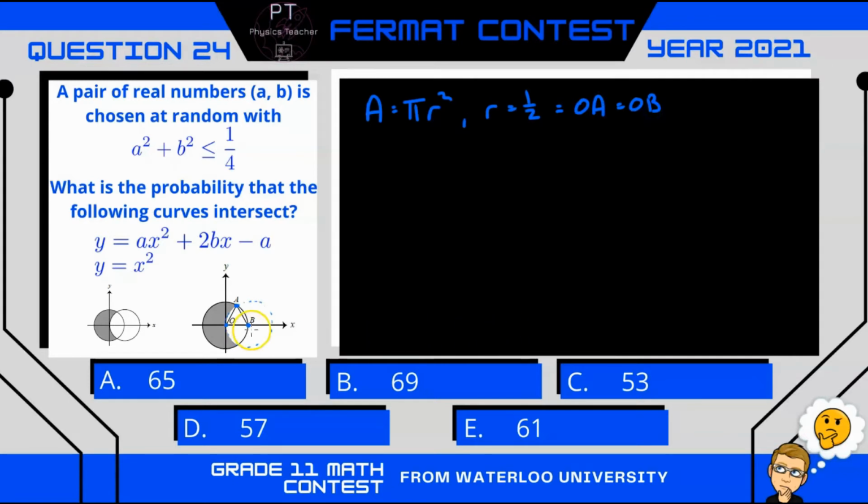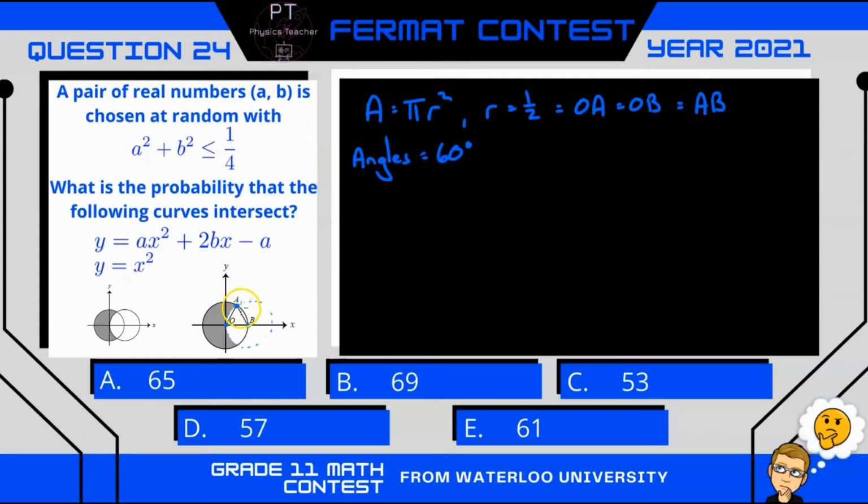But not only that, if we look at this other circle with the center at the coordinate 1/2, 0, AB is its radius, and its radius is the same, 1/2. So AB is also equal to 1/2. So if we look at this triangle, that triangle has all sides equal to 1/2. It's an equilateral triangle, and therefore all of its angles will be equal to 60 degrees.